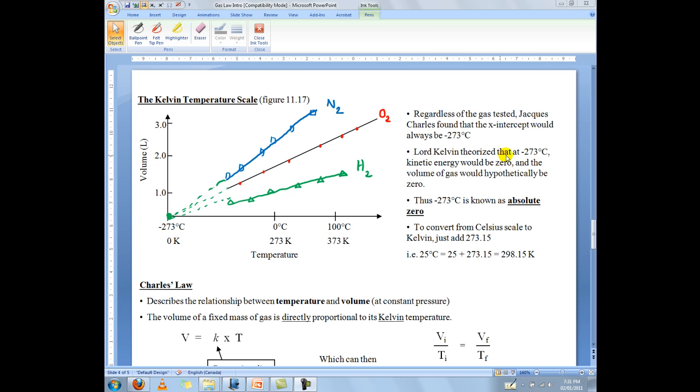So Lord Kelvin theorized that at minus 273 degrees Celsius, kinetic energy would be zero. So all molecular motion would stop, and the volume of gas would theoretically be zero. This temperature is known as absolute zero, the coldest you can possibly get.